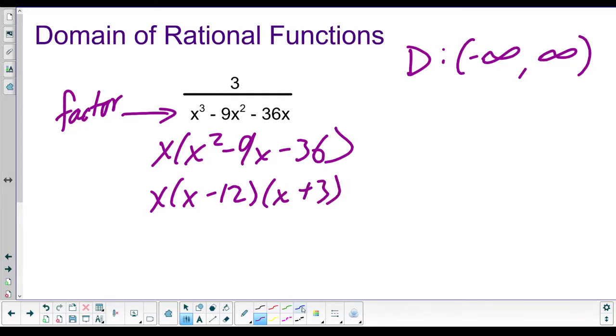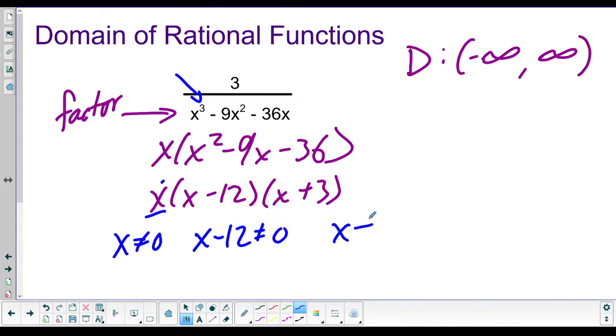Now we have to set these all equal to 0, including the x, to get our 3 restrictions. Pro tip, whatever that exponent is, that's how many restrictions you're going to have, unless they're repeated, of course. So x does not equal 0. That's our first restriction. X minus 12 does not equal 0. And then x plus 3 does not equal 0.